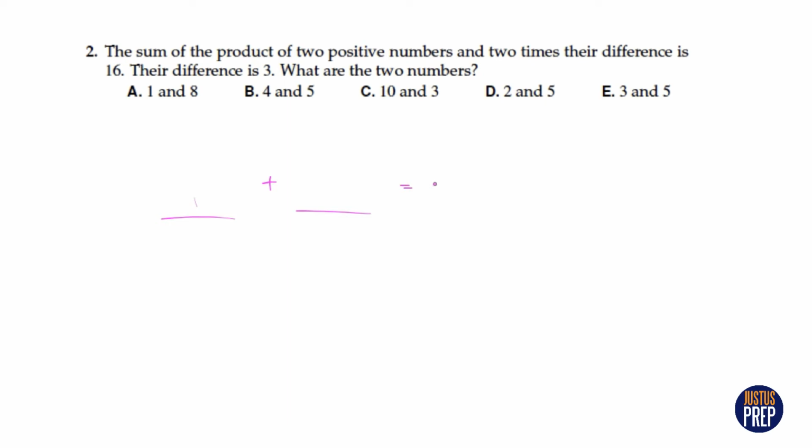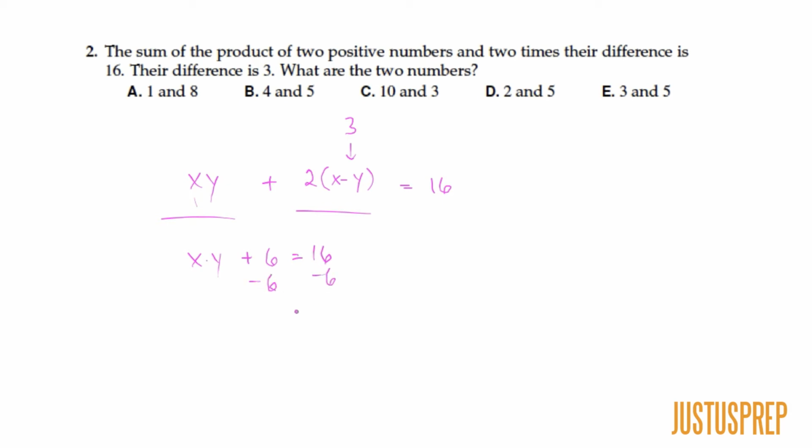So we're adding two things, and that is 16. The product of the two numbers is the first part, x times y, and 2 times their difference. So the difference is x minus y, and it's 2 times their difference, and that's 16. Their difference is 3. So then we can just replace this with 3. So that'll be x times y plus 6 equals 16. We'll subtract 6, and we get x times y equals 10.